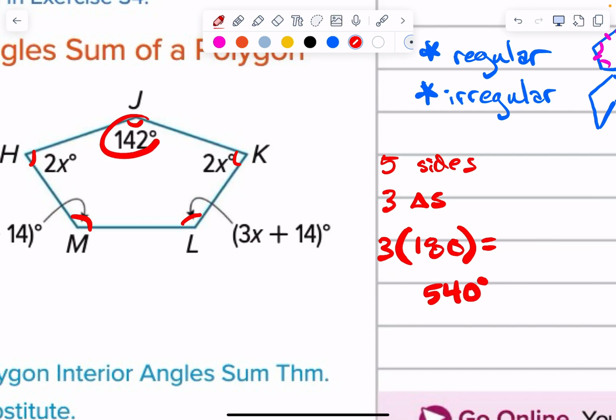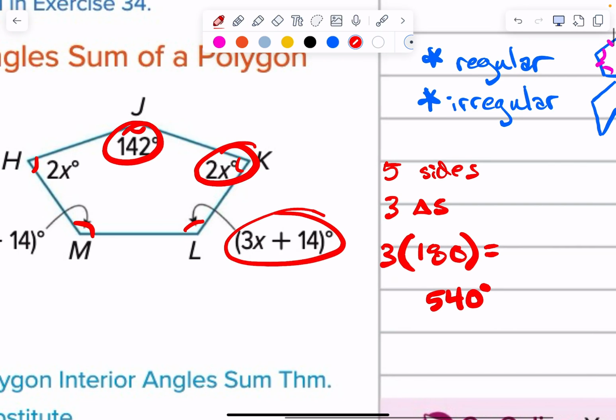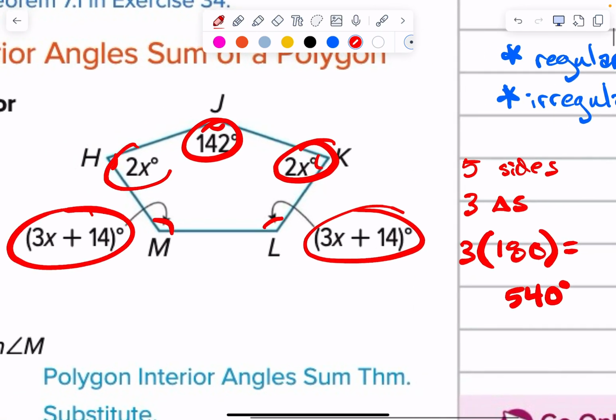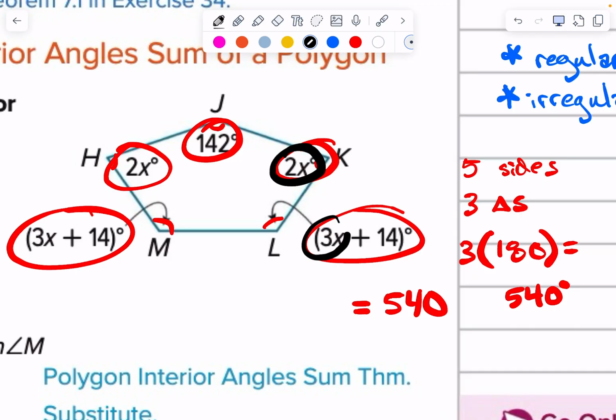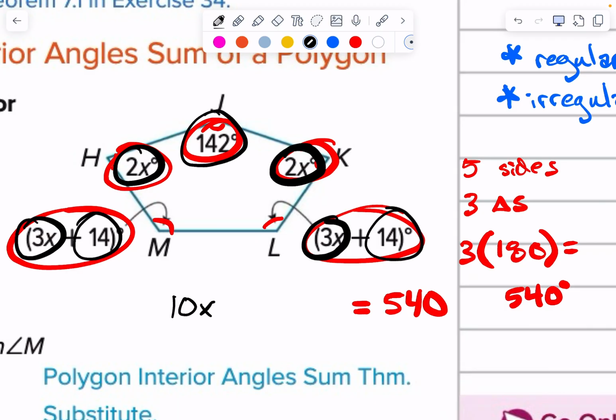540. So if I add all of these together, it will equal 540. Let's add some stuff in our head. Can you put the x's together? 2x, 3x, 2x, 3x: 10x. Then 14 plus 14 plus 142. 14 plus 14 plus 142 is 170.